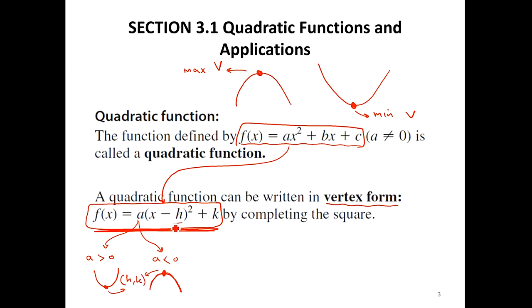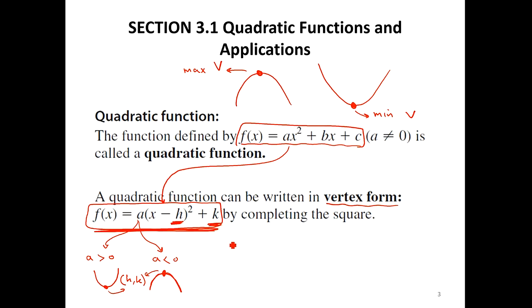This is h, the value of the x coordinate. In the equation or vertex form, we have minus h. We take h. So if we have minus 2, h equals 2. If we have plus 2, h equals negative 2, like this, okay? And the k, this is the y coordinate.